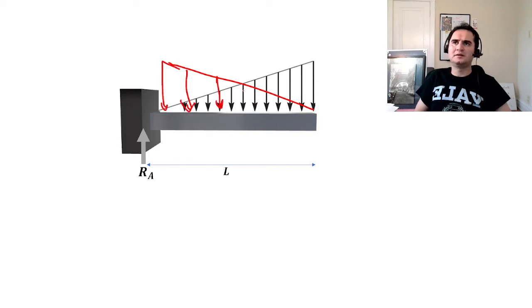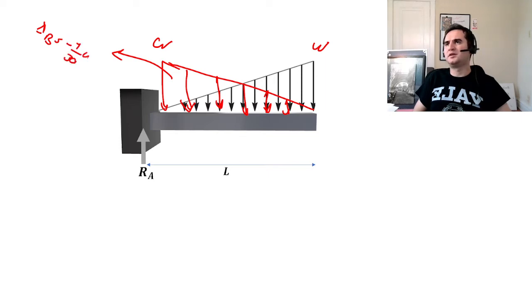And in this example, a bigger chunk of load is on the other side. So that was our problem, and delta at B was W a, negative 1 over 30 WL to the power of 4.